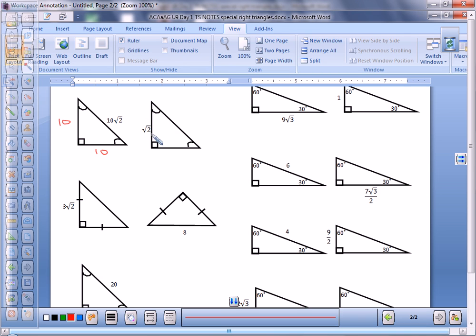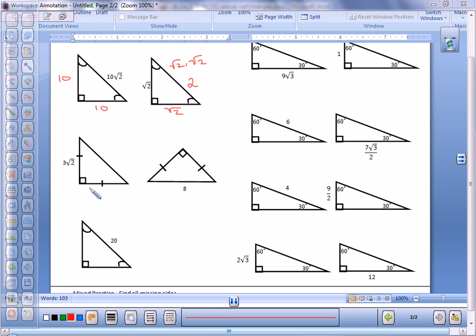All right, here we go. This leg is the square root of 2. What's the length of the other leg? Same thing. Legs are the same. But then the hypotenuse, I have to multiply by the square root of 2. What happens when I do square root of 2 times square root of 2? It's square root of 4, which is 2.